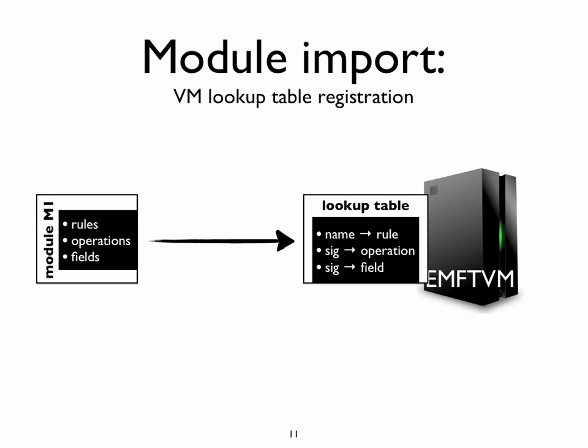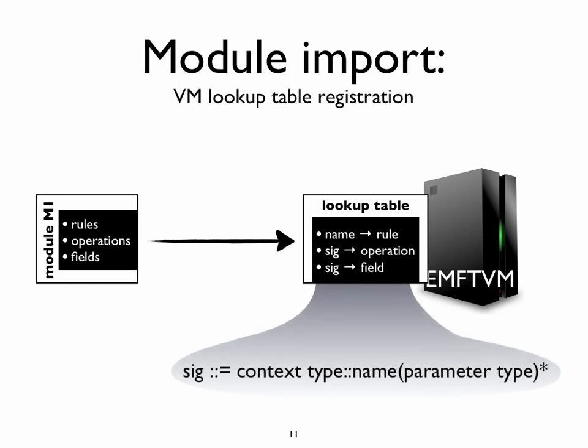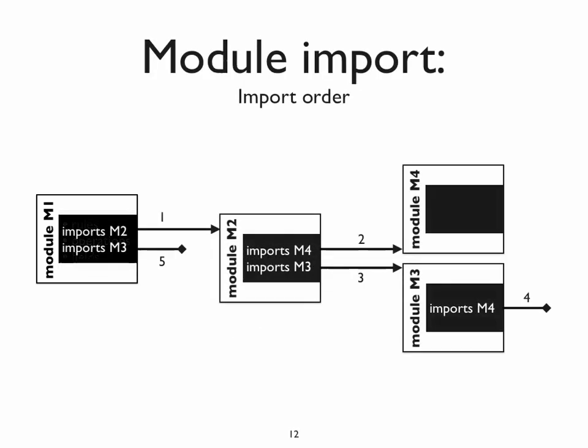Rules are stored by name, so if I look up a rule, it's just by name. Operations and fields are stored by signature, and a signature consists of a context type, a name, and a number of parameter types. Just to keep that in mind, now we can discuss how module import works. Module import effectively defines the order in which we load, and therefore register, the rules, fields, and operations.